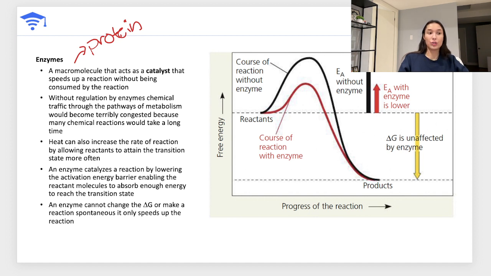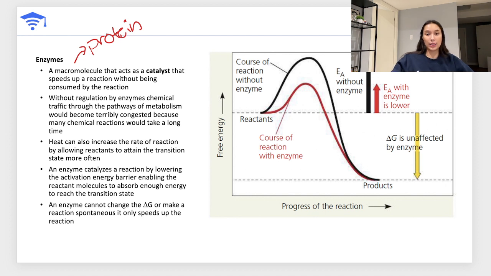And sometimes it's just not enough to keep up with your body. So you need enzymes to help speed up those processes, like speed up your metabolism, speed up digestion, and all those things. But they do still happen on their own as long as you reach that activation energy. So heat can also increase the rate of reaction by allowing reactants to attain their transition state more often.